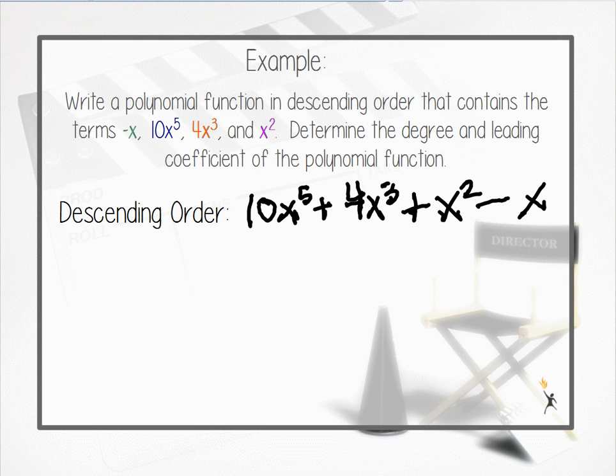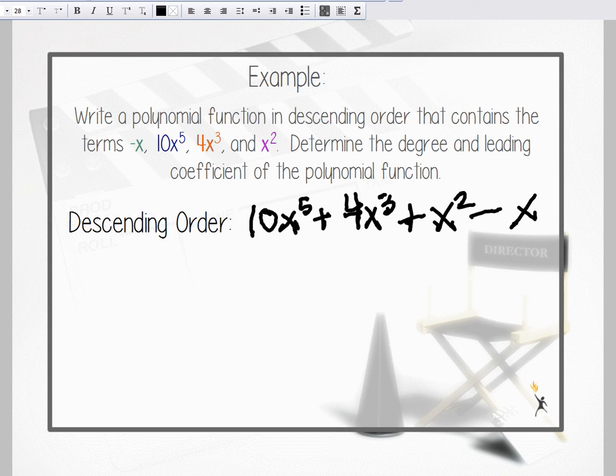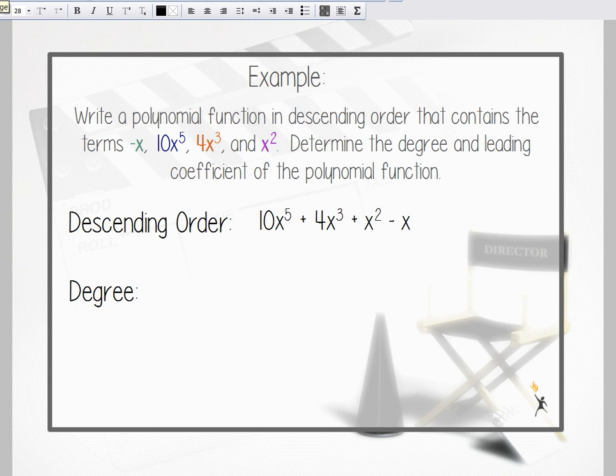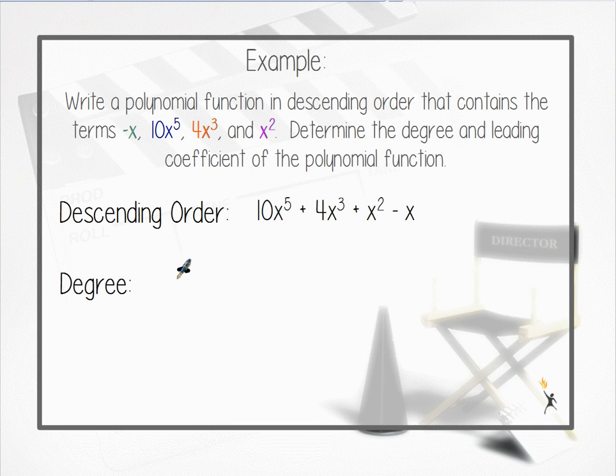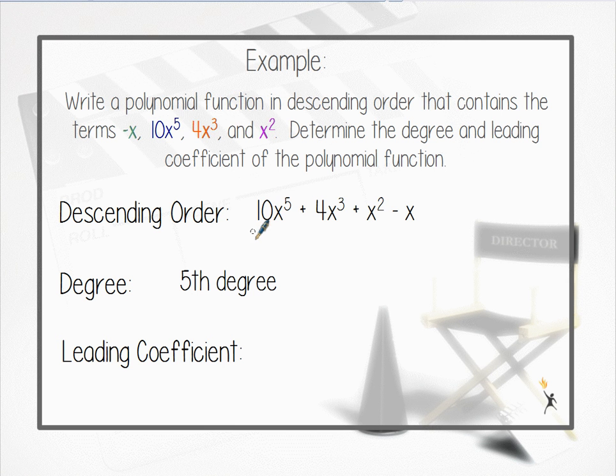Next, it asked us to find the degree of the polynomial. Since our biggest exponent is 5, this is going to be a fifth degree polynomial. So I'm going to write fifth degree. And last but not least, it asks us to find the leading coefficient. If I have my polynomial written in descending order, the very first number you see should be your leading coefficient. And we're done.